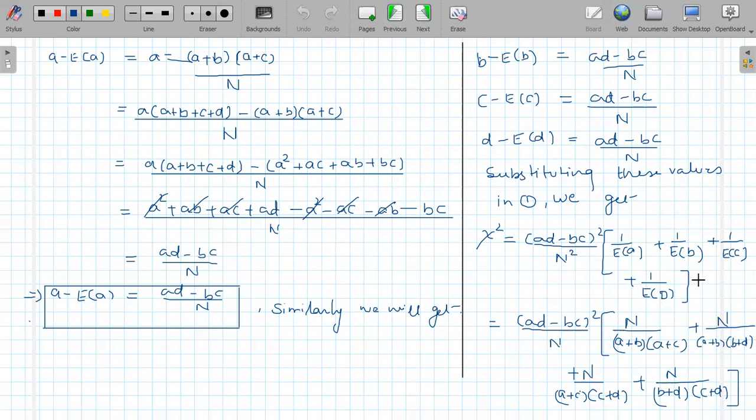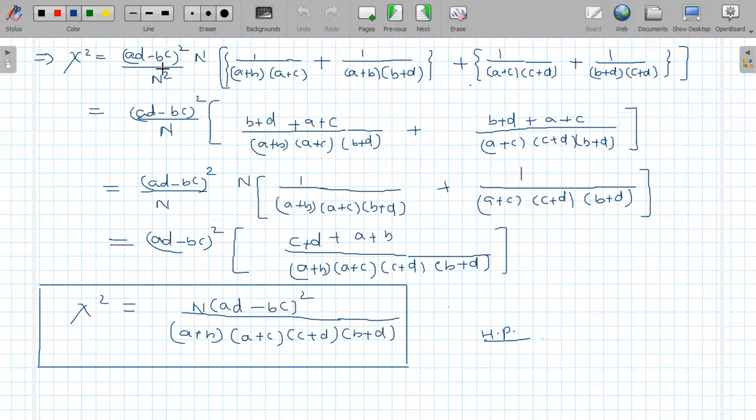Okay. Then we put the value of expected value of A, because this is 1 upon EA, so this term will become reversed, that is n upon A plus B into A plus C, n upon A plus B into B plus D, n upon A plus C into C plus D for 1 upon EC, and for 1 upon ED we'll write n upon B plus D into C plus D. Then again we'll take n common, capital N, and we combine two terms and simplify them.